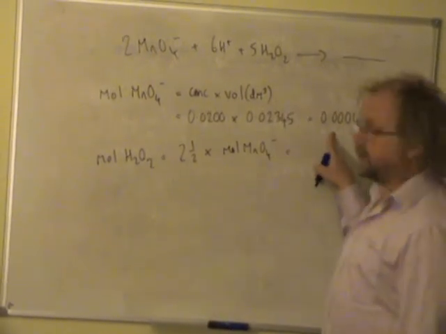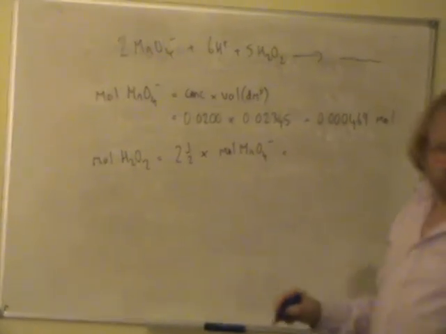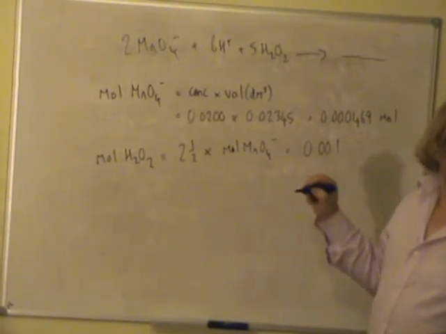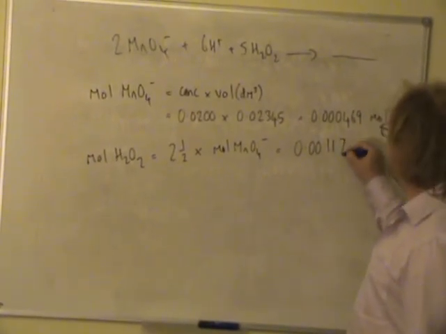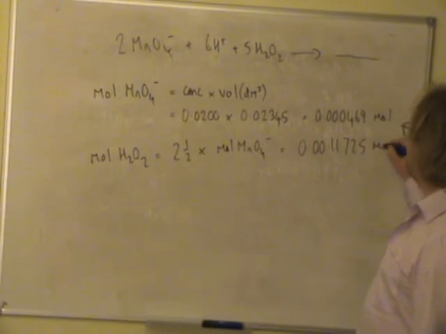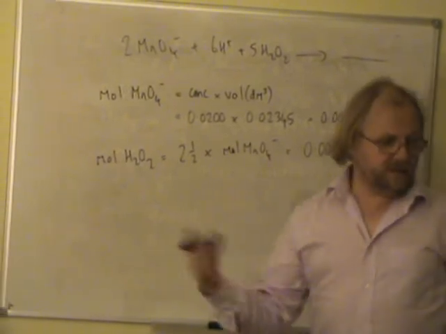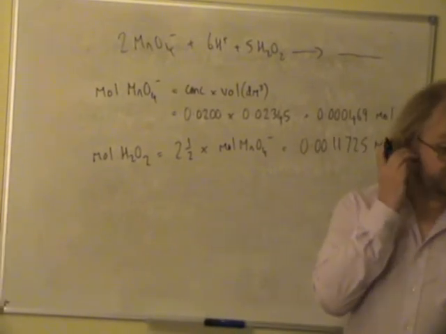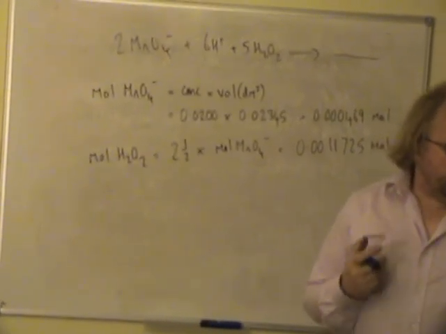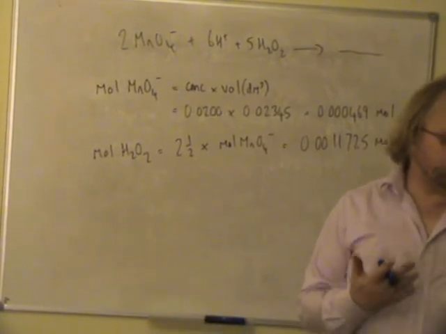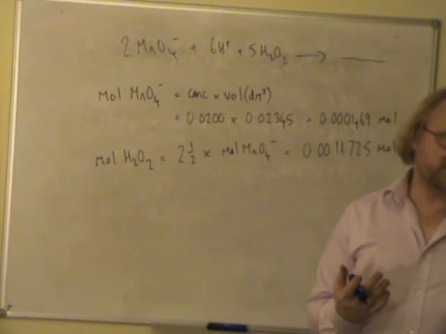So we multiply that number by 2.5 and we get 0.001725. Okay, so I'm not rounding off very much at the moment, and we're keeping lots of numbers in there and rounding off at the end. And then it says, well, okay, what do we want to know is the concentration of the undiluted hydrogen peroxide.